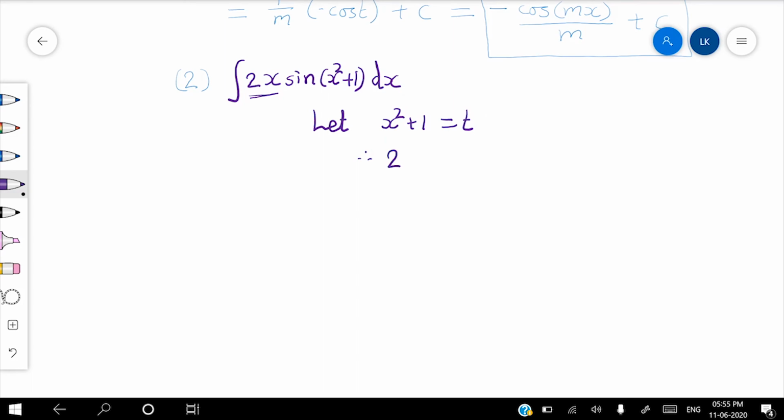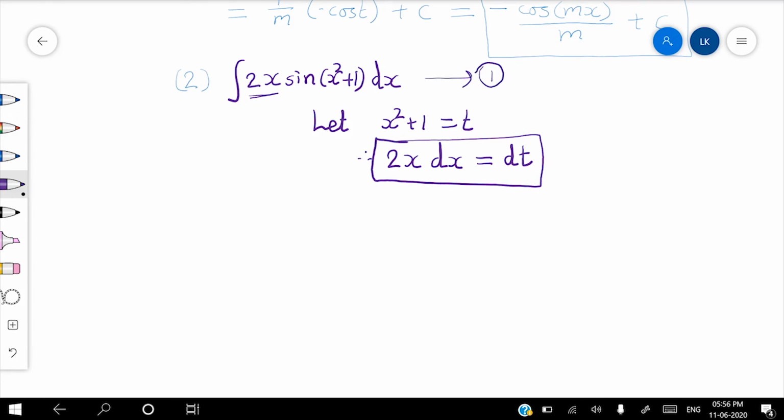Okay, I am writing again. What is the derivative of x square? It is 2x. Again with respect to x, by chain rule in derivative, dx equal to the derivative of t is dt. Okay. Means directly you have the value of 2x dx is equal to dt. In equation number 1, you can write the integral of sin t dt.